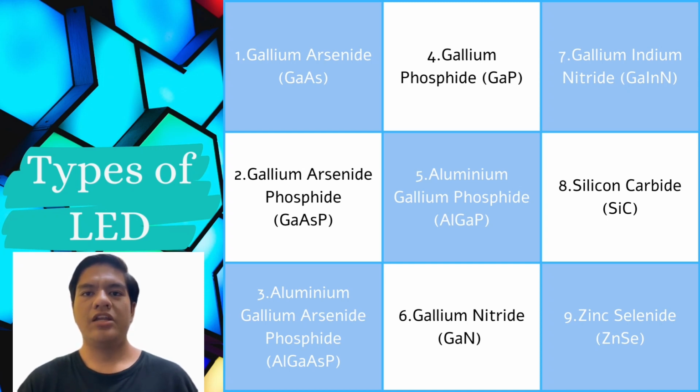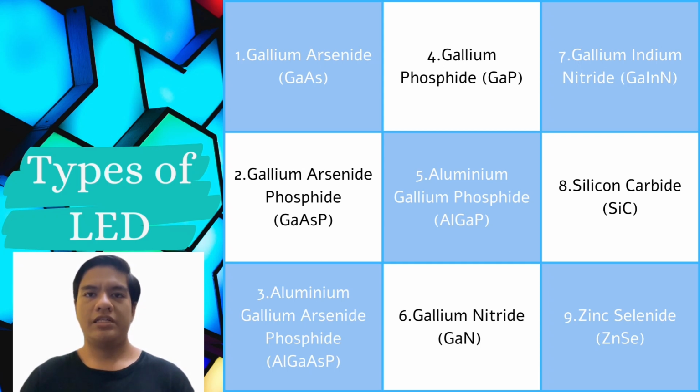Number four is gallium phosphide. Gallium phosphide has been used in the manufacture of low cost red, orange, and green LEDs with low to medium brightness. Next, number five is aluminium gallium phosphide. It is used to manufacture light emitting diodes emitting green light. Number six is gallium nitride. This type of LED is commonly used in blue light emitting diodes. Its wide band gap of 3.4 eV affords its special properties for application in optoelectronic, high power and high frequency devices.